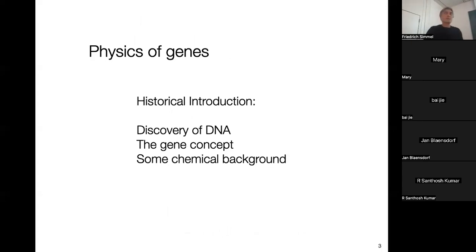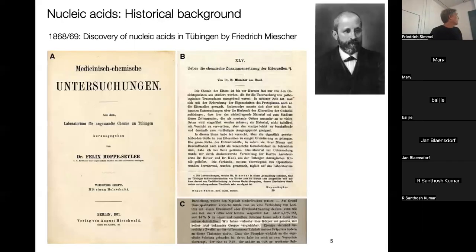And I'm going to use the rest of the lecture today to talk about some of the historical aspects. So this is Friedrich Miescher. He's usually cited as the person who discovered DNA. And he's actually Swiss, but he discovered it in Tübingen, in Germany, in a lab.